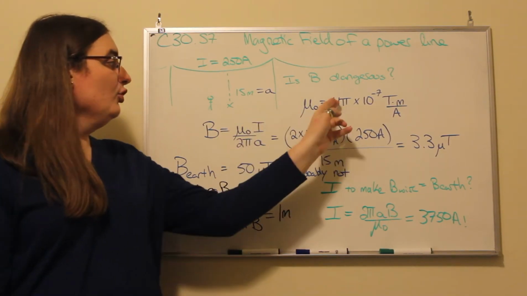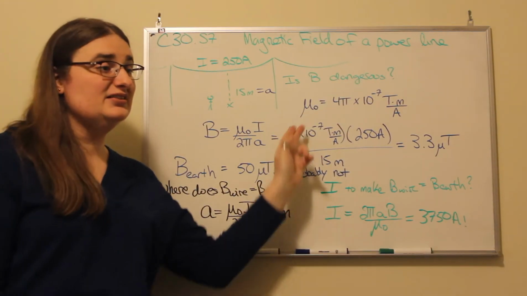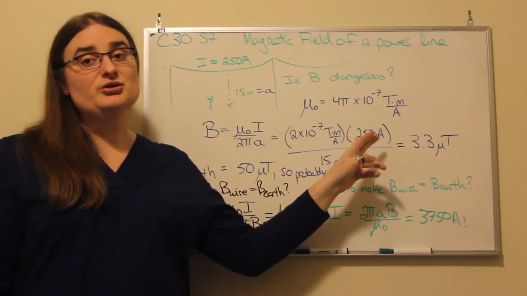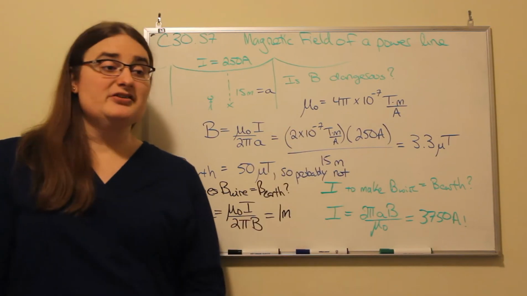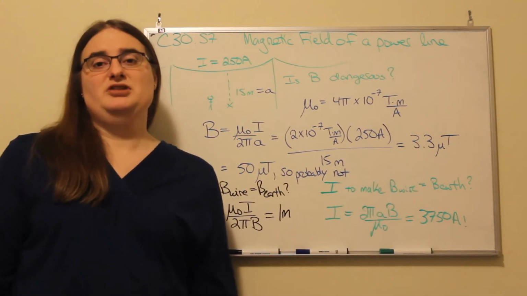So if we take 4 pi over 2 pi, we get 2 times 10 to the negative 7 Tesla meters per amp, times 250 amps, divided by our distance of 15 meters, which gives us 3.3 microtesla.